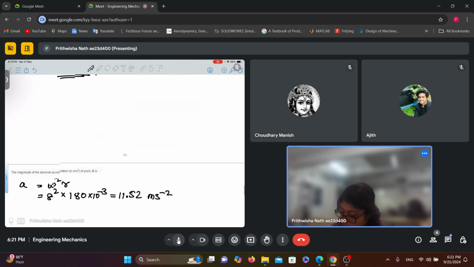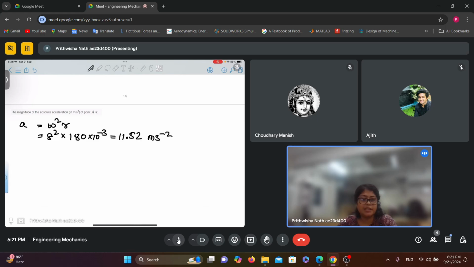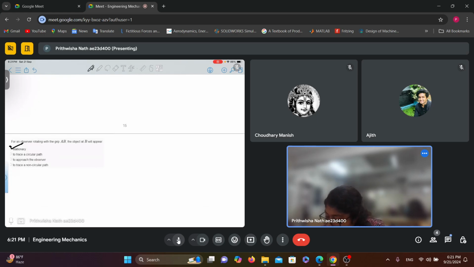So is there any doubt up till here? Okay. And this was pretty simple. For an observer rotating with the link AB, the object will appear to be stationary.